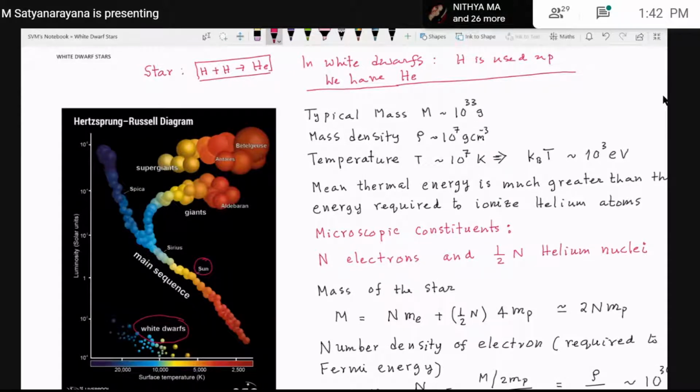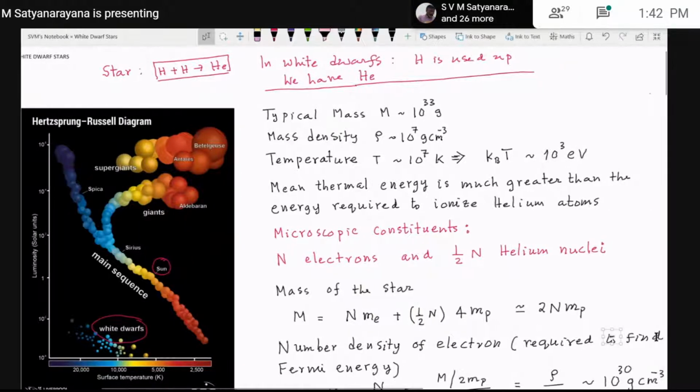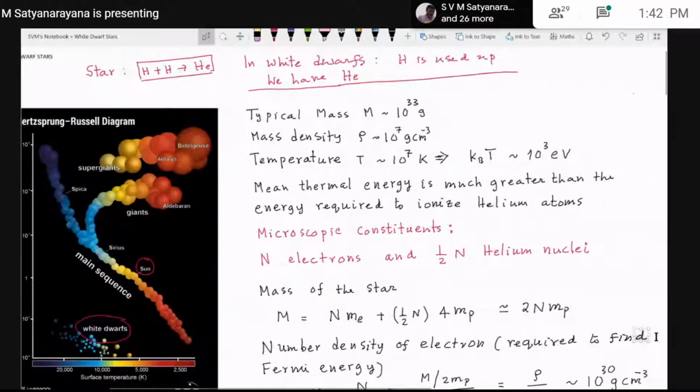Now we would like to obtain the number density of electrons. The number density of electrons is required ultimately to find what is called the Fermi energy. So we would like to know the Fermi energy. For that, first we have to find the number density of the electrons.